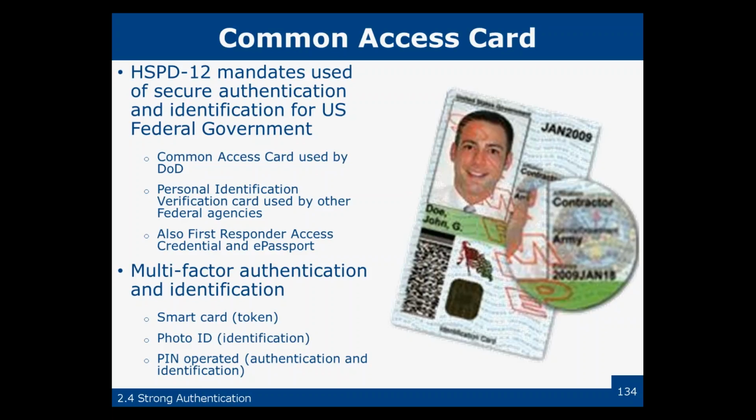I think mostly what we think about with authentication is that we're going to go into the office or into a computer room or something like that. So we have multi-factor authentication and identification. A smart card has a token, a photo ID, and then a PIN. So it has a lot of different factors in there to try to positively identify the individuals.